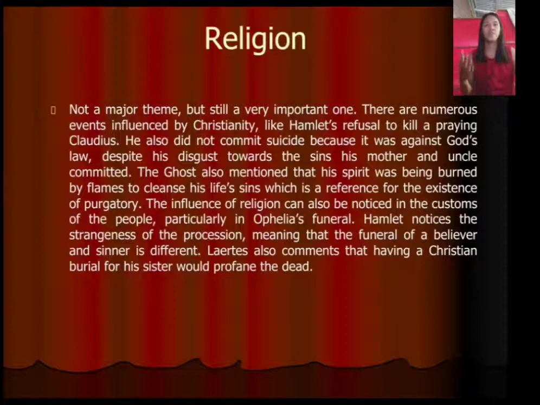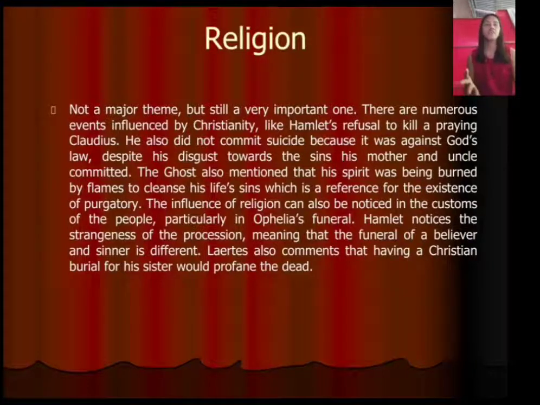There are many events influenced by Christianity in the play, like Hamlet's refusal to kill a praying Claudius, and he also did not commit suicide because it was against God's law, despite his disgust towards his mother's sin and uncle's sin. The ghost also mentioned that his spirit was being burned by flames to cleanse his life's sin, which is a reference to the existence of purgatory.